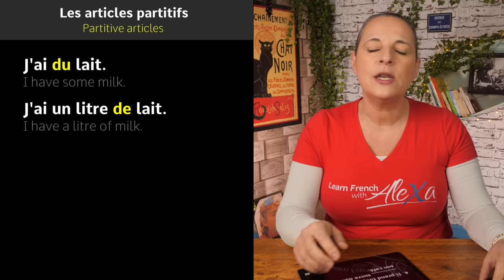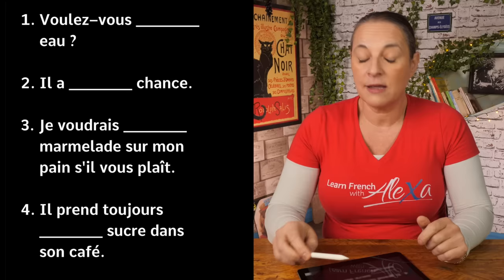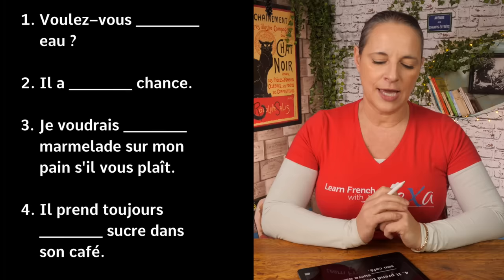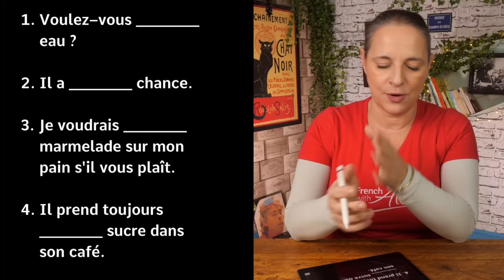Okay, we've done a few examples. What I would like us to do now is try to practice using a few sentences. And I think that's the best way to learn anyway. Okay, so let's have a look at numéro un. We have voulez-vous, and then we need a partitive article. So you've got all the list here for you. Au. Now this one is easy because we've done it as an example. Do you remember?